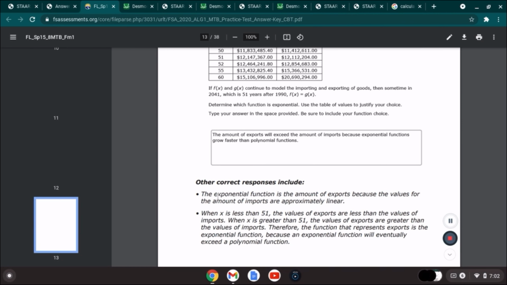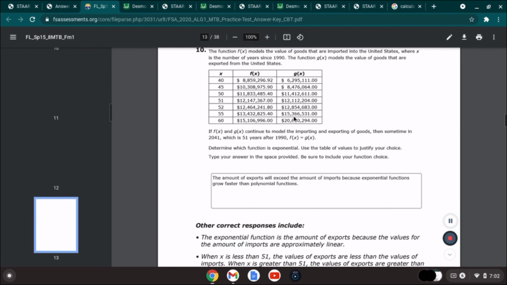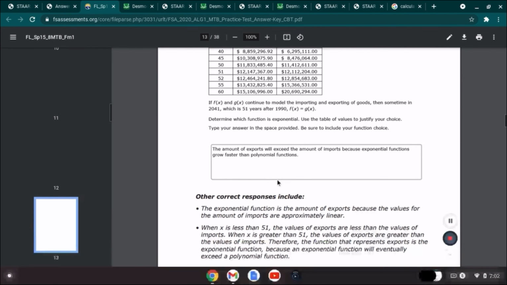And also, if we look at the other correct responses, we see that it says here the exponential function is the amount of exports, because the values for the amount of imports, which is being represented as f of x, are approximately linear. What does that mean? It means they're moving up in increments. So it's something planned. So, after every year we're moving up 2 million, and thereabouts. So something that is staged, something that is set.